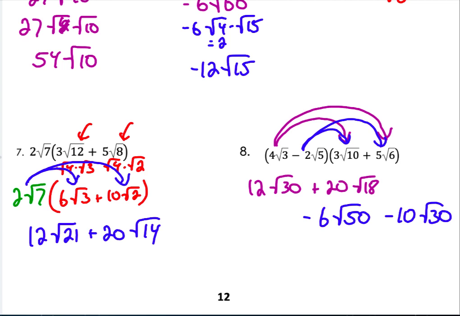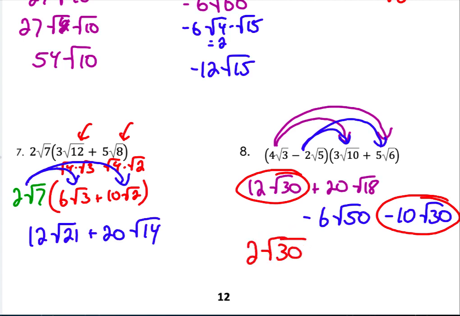All right, now I try to see what I can combine and what I can simplify. So I have 12 square roots of 30 minus 10 square roots of 30, which is 2 square roots of 30. 18 can be broken into a 9 and a 2. Well, that's really a 3. So 3 times 20 is 60 square roots of 2. 50 is really square root of 25 times the square root of 2, which is really just 5. So negative 30 square roots of 2.